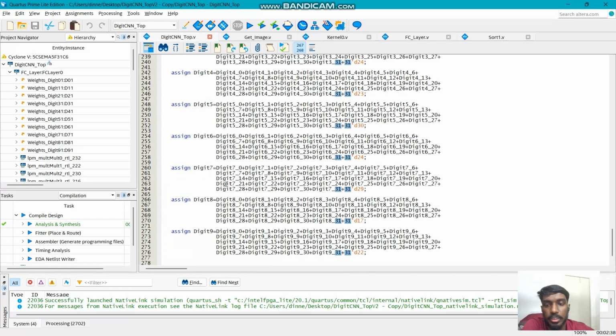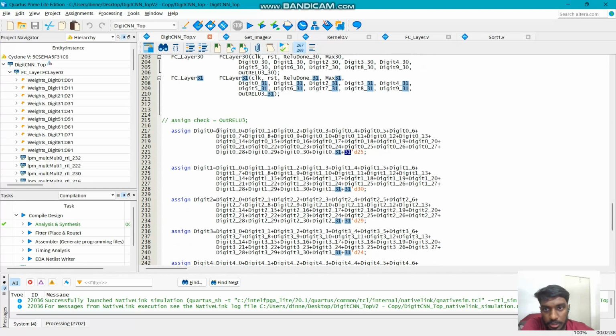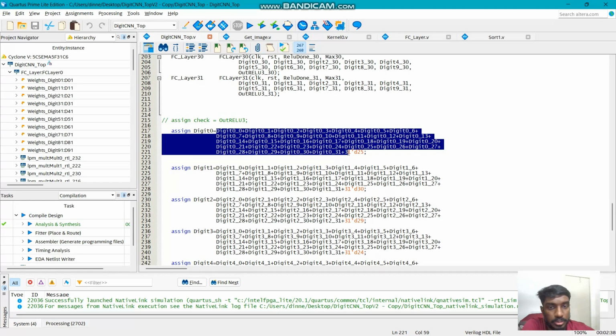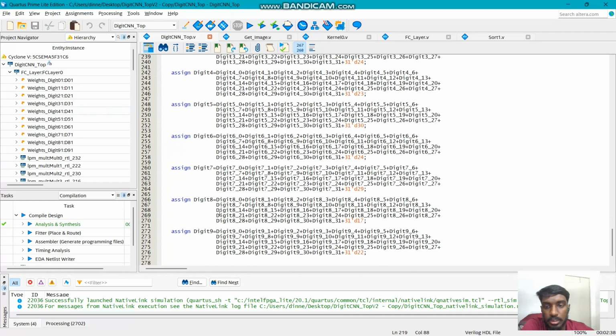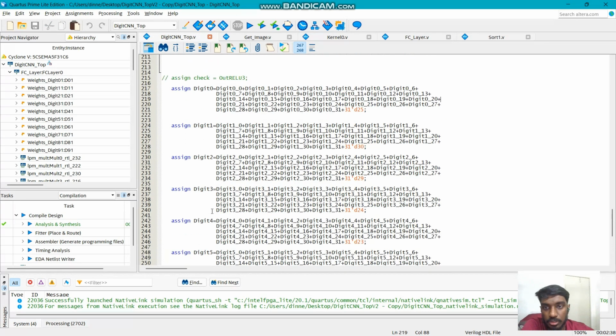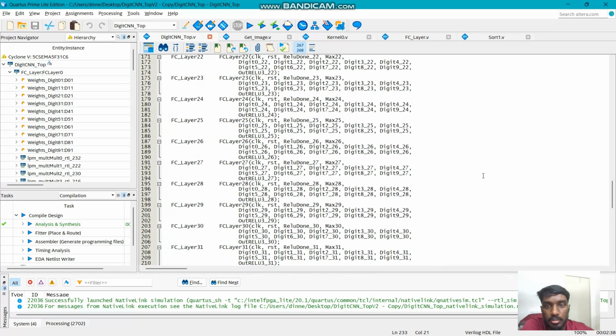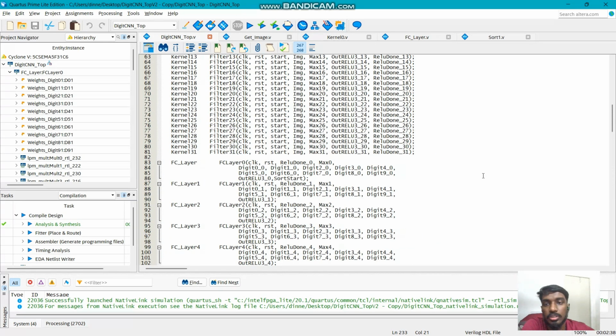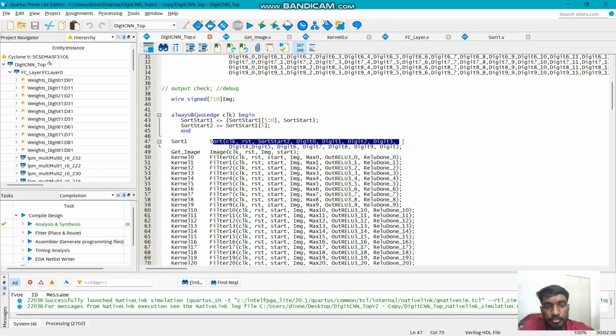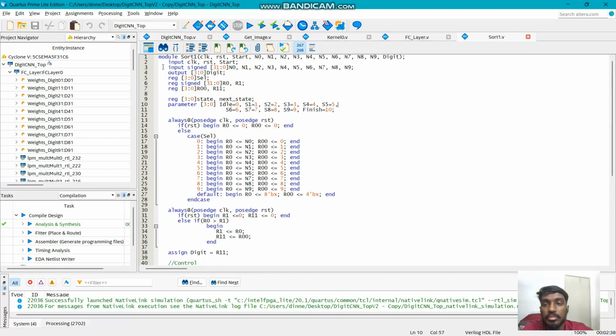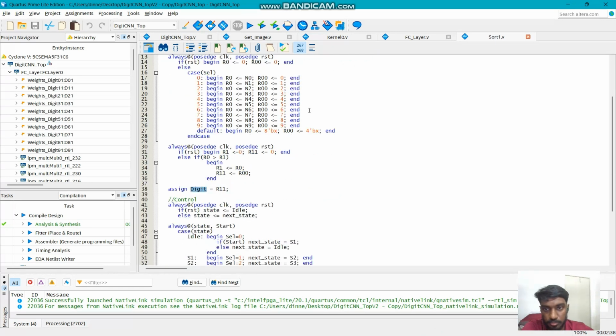As you can see in the top layer, digit 0, filter 0 until filter 31, is added with the bias. The same goes until digit 9. The summation of digit 0 until 9 goes into the sort module. Okay, this is the sort module. The module consists of the summation of digit 0 until 9, and the output is the digit.